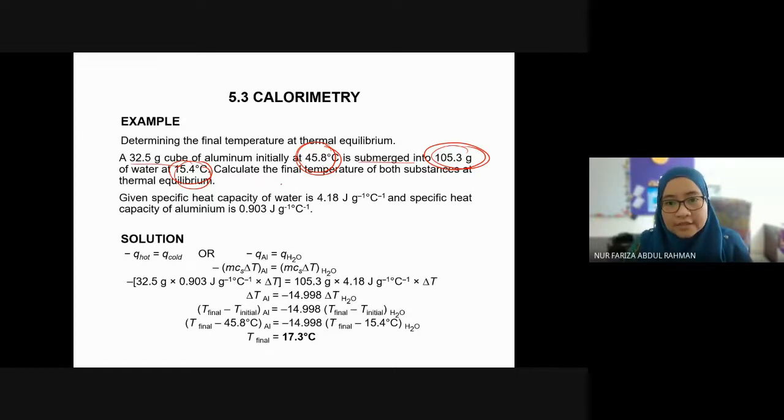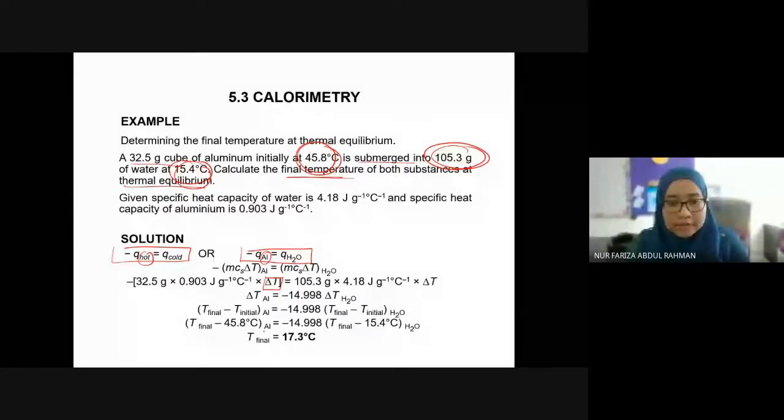Calculate the final temperature at thermal equilibrium, the final temperature of both substances. You need to have this first. You can use this and then define. In this case, the hot will be aluminium. Be specific, okay guys? The hot will be aluminium, the cold will be water. And then mcΔT. Please be careful with the ΔT. Calculate the ΔT, and only at the last step do you subtract. Maintain the terms first before expanding, because when you expand you might get confused.